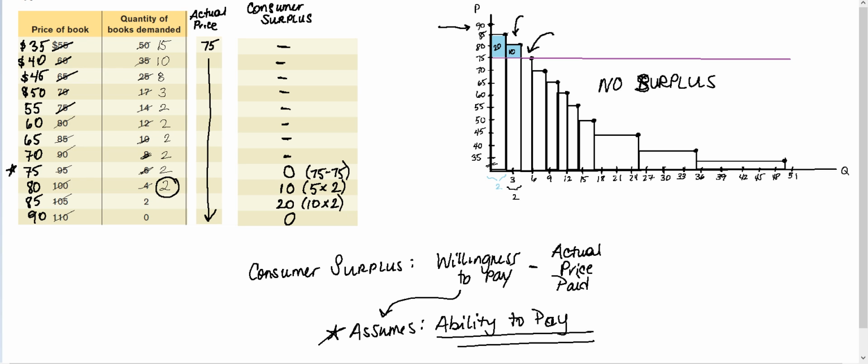Okay, so in order to get our total consumer surplus, we would have to add all of these numbers up. So the only ones we really need to add up are 10 and 20, which gives us a total consumer surplus of 30, and that is in fact what we got by doing this graphically.